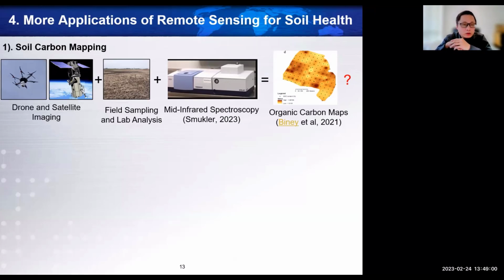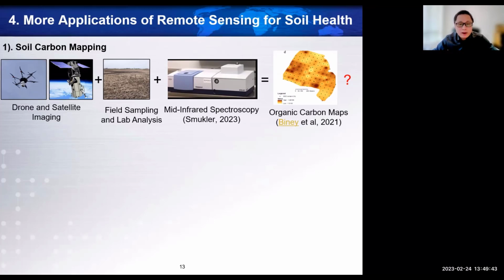The first very popular topic is soil carbon mapping. Theoretically, if we have drone images and satellite images together with the carbon data we collected on the ground from soil samples and lab analysis, all using the technique Sean just mentioned yesterday, middle infrared spectroscopy, to get spectral signals of soil, which can also estimate soil carbon quantitatively. Using either lab or middle infrared spectroscopy, we can get the carbon data to correlate with the image data and eventually generate a soil carbon map, shown here.